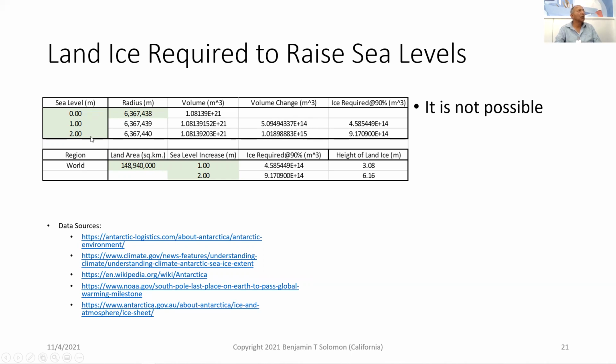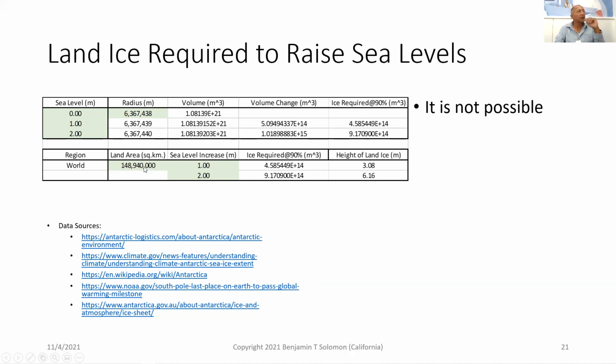And if it's a 2 meter sea level increase, that sphere is about 10 to the power of 15. So you can convert this volume of the additional increase in sea level water into ice, because ice shrinks, so it's 90% of the volume of water. You can get converted and you get this ice volume, and you plug it in here.